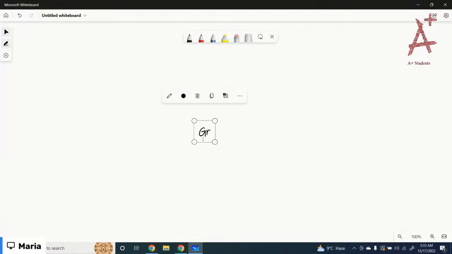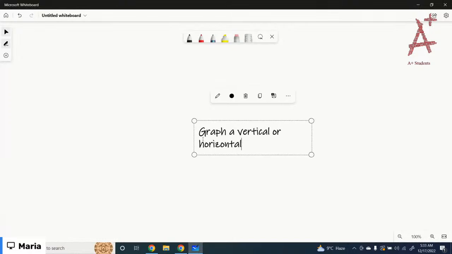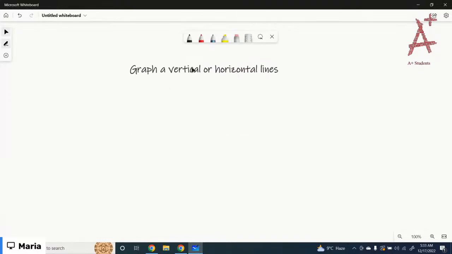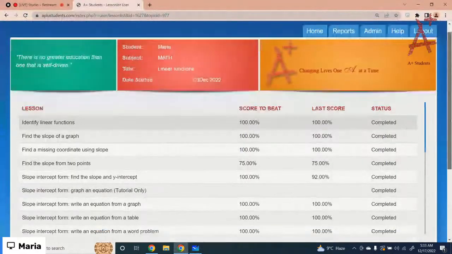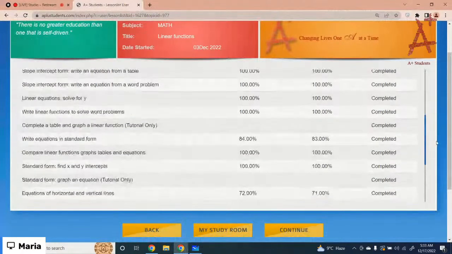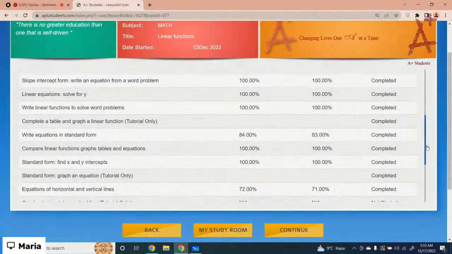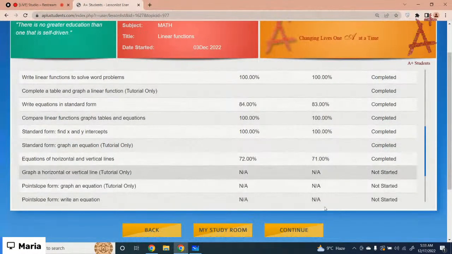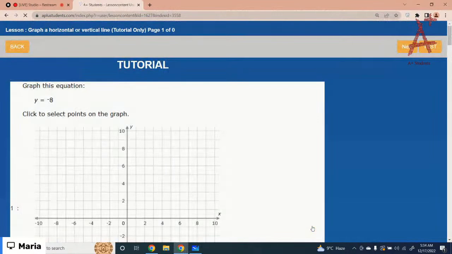That is exactly the same thing we just did, but now you are given with the equations and you have to draw the graph for the equations. Got it? Okay, so here is the lesson, this one, graph a horizontal or vertical line. Got it? Okay, let's just start.